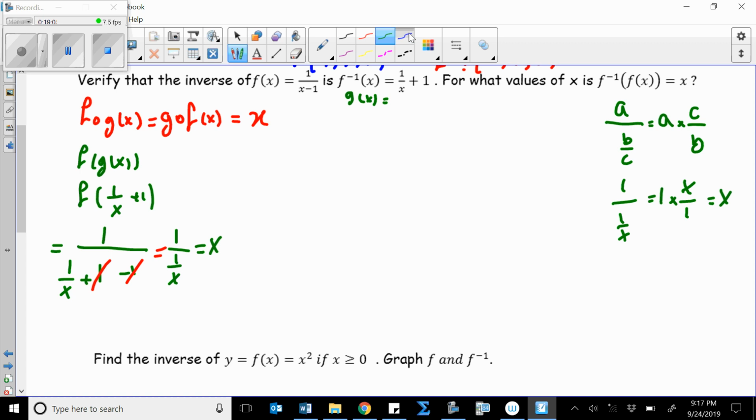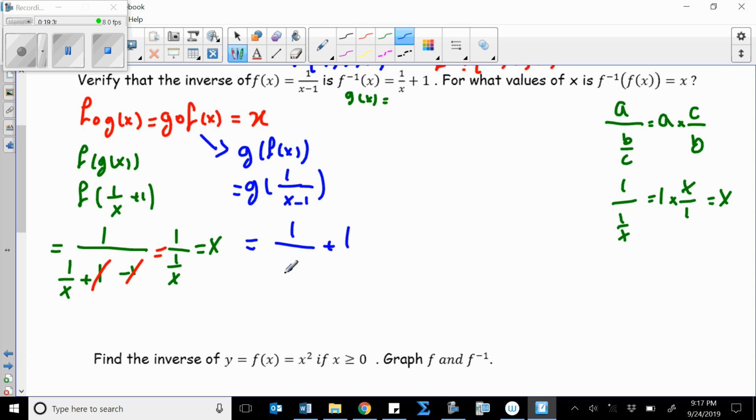Now let's talk about the right side. G of f of x. F of x was 1 over x minus 1. So this is g of 1 over x minus 1. Now in my g, which was actually the f negative 1, the rule was 1 over x plus 1. It was supposed to be an x here, but now my new x is 1 over x minus 1.